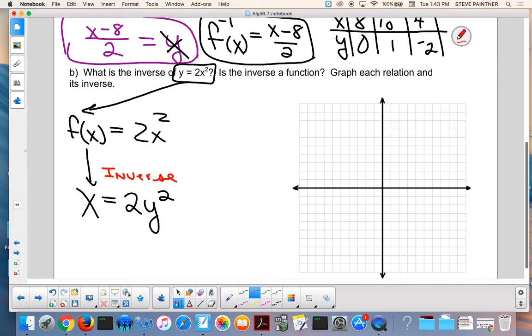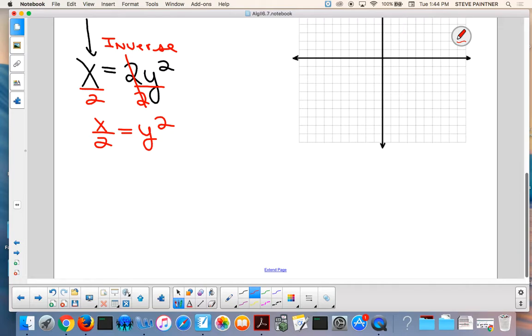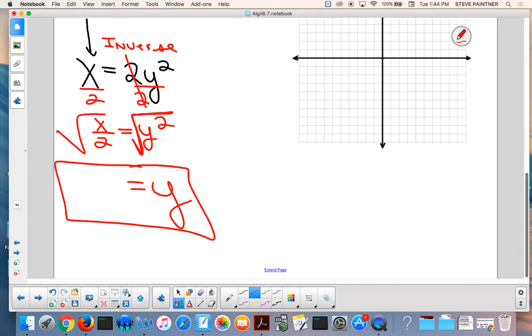What do you want me to do? Divide by 2. Yeah, you guys, you want to get y squared all by itself, because if you get y squared by itself, you just take the square root of both sides. So divide by 2 first, and you knock out the 2, and now it says x over 2 equals y squared. And then you're going to take the square root, both sides, right? And you get y equals the square root of x over 2.